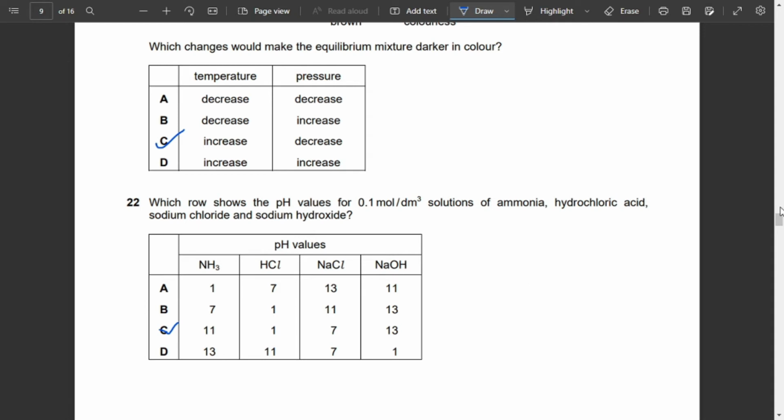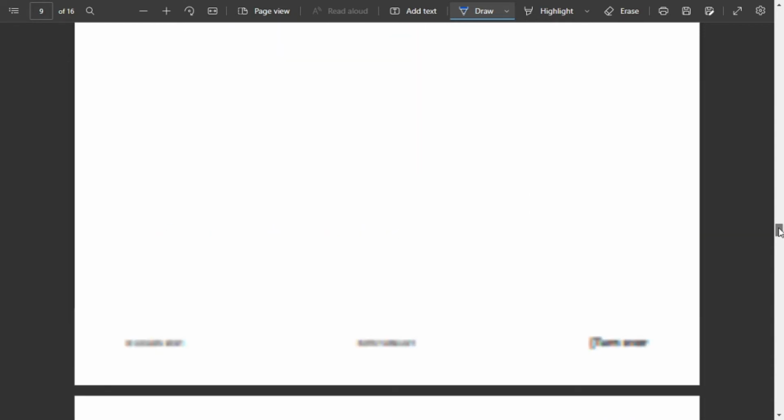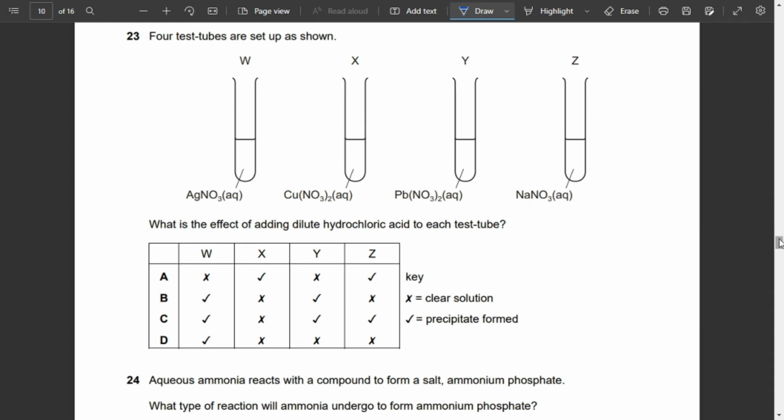Okay, so let's move to MCQ number 23. Four test tubes are set up as shown. This is silver nitrate, copper nitrate, lead nitrate, and NaNO3, that is sodium nitrate. What is the effect of adding dilute hydrochloric acid to each test tube? If we look over here, we're supposed to know whether it will have a clear solution or a precipitate will be formed.